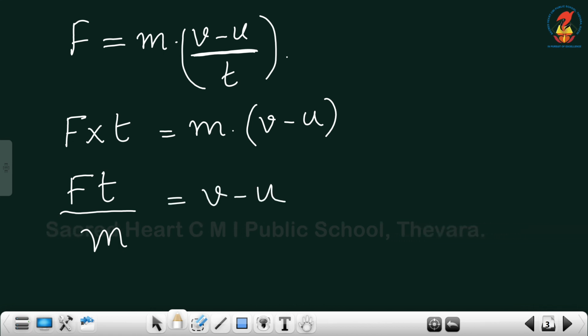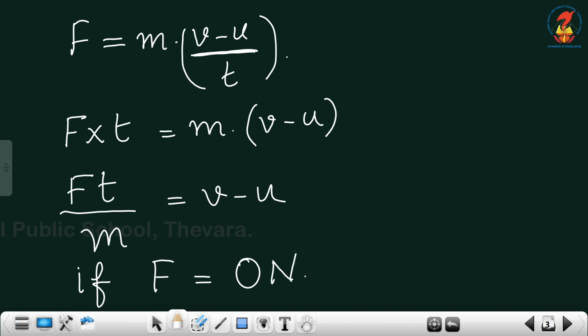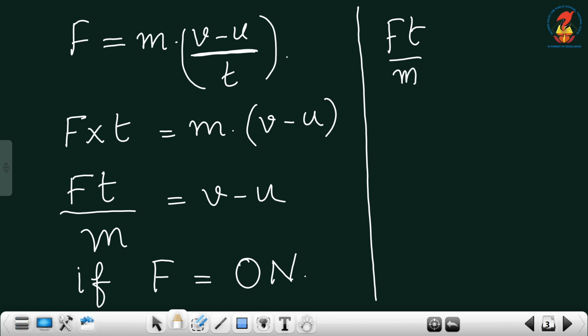Ft by m is equal to, remaining, v minus u. Suppose the force applied is 0 Newton. If the force applied is 0 Newton, then Ft by m, this whole LHS part becomes 0.